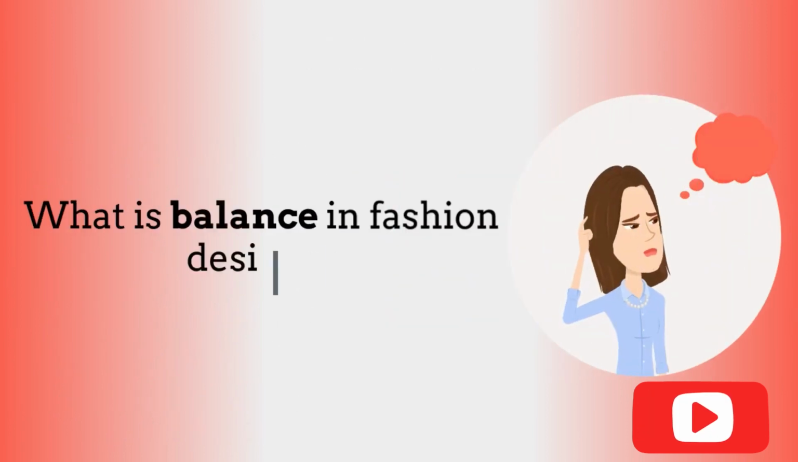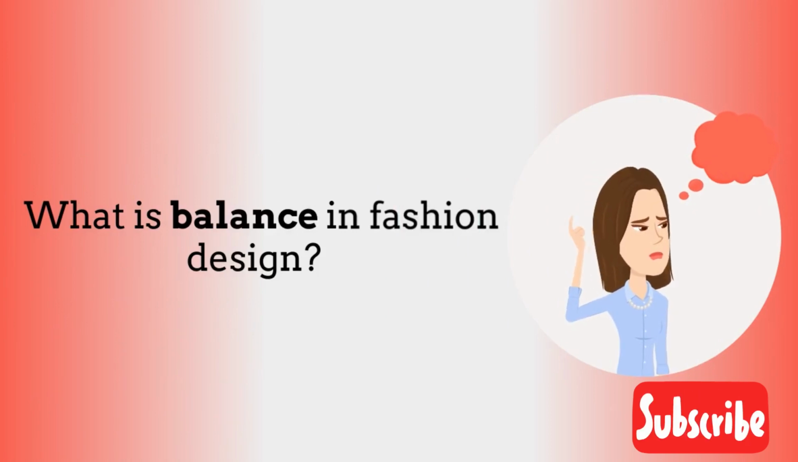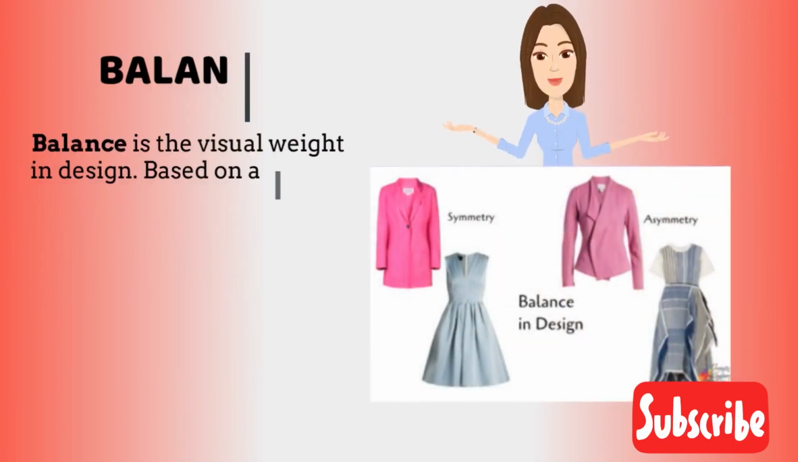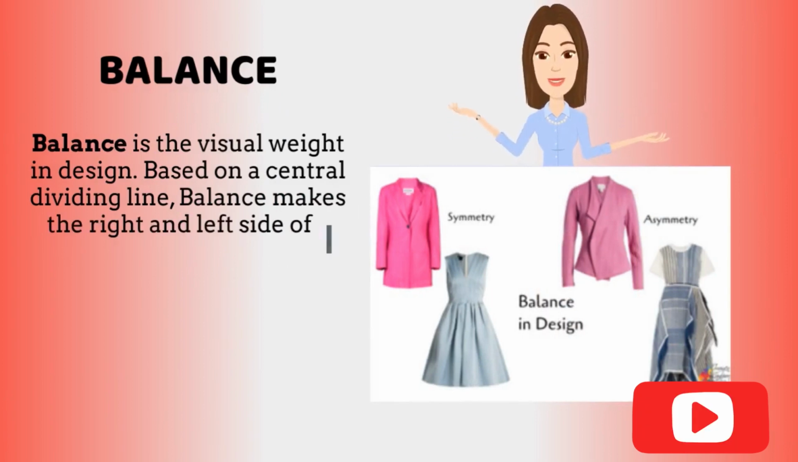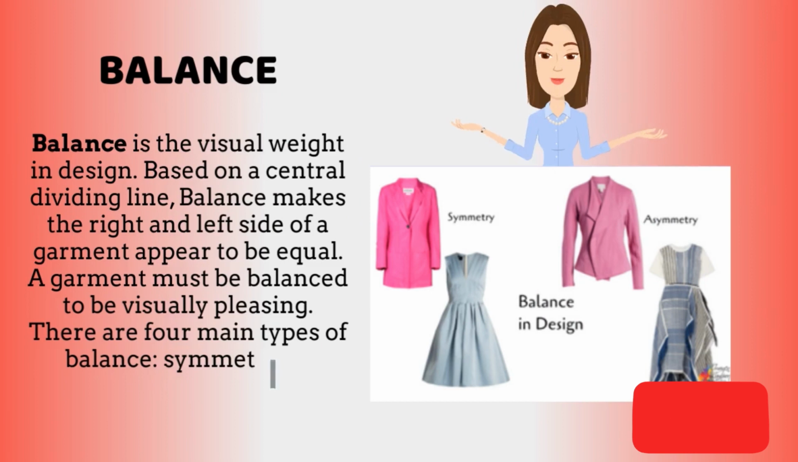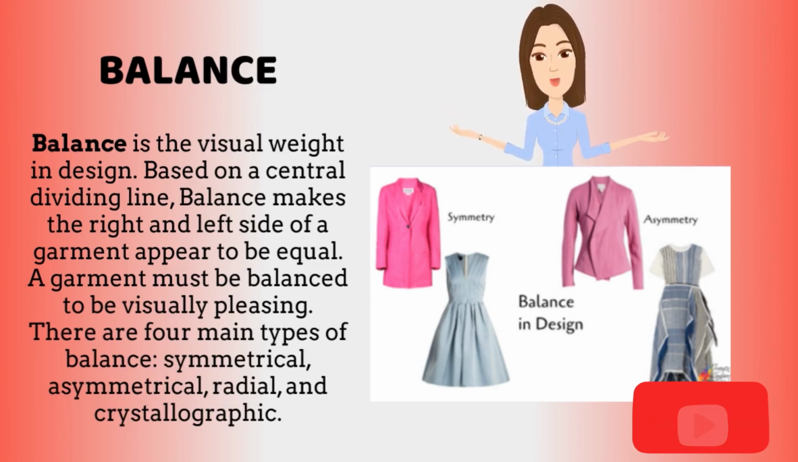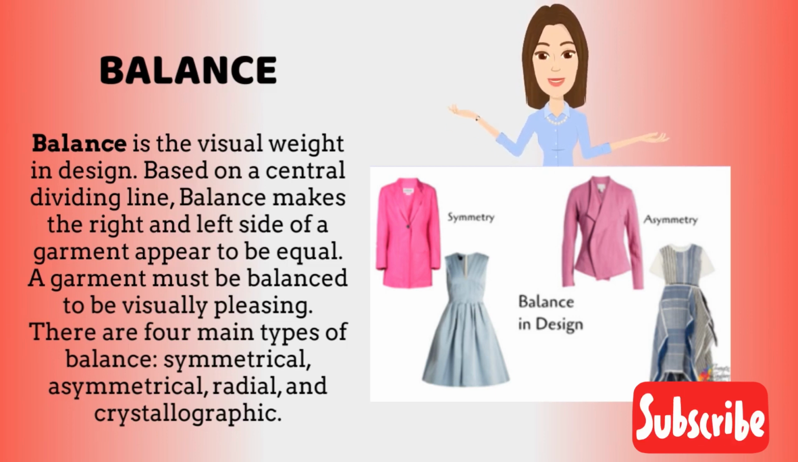What is balance in fashion design? Balance is the visual weight in design. Based on a central dividing line, balance makes the right and left side of a garment appear to be equal. A garment must be balanced to be visually pleasing. There are four main types of balance: symmetrical, asymmetrical, radial, and crystallographic.